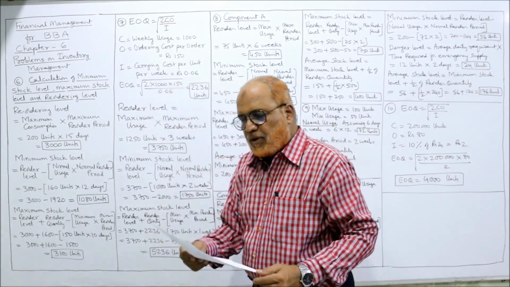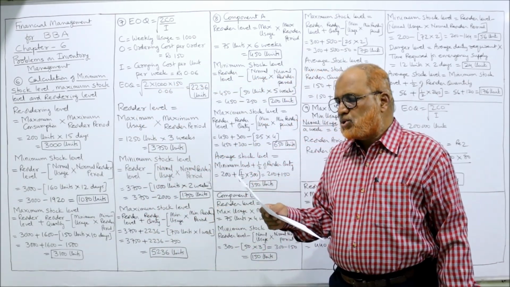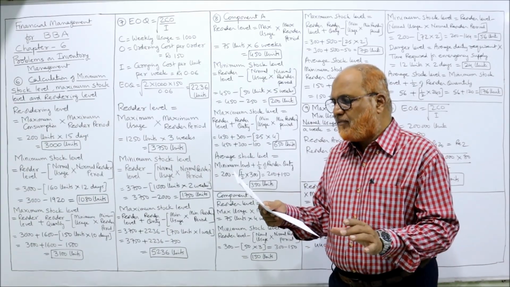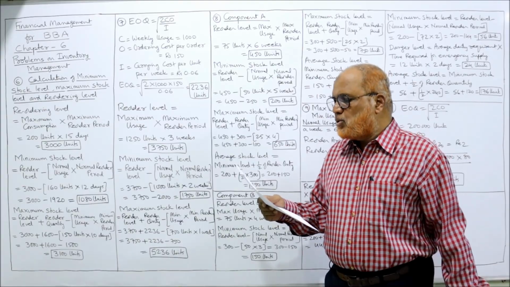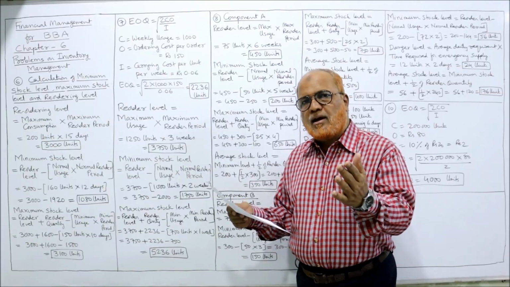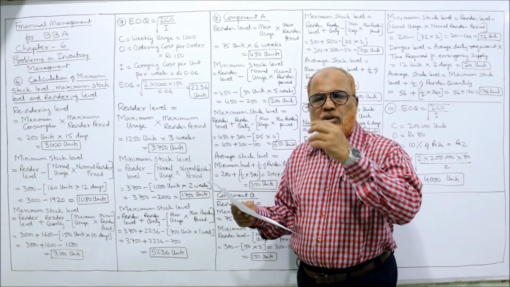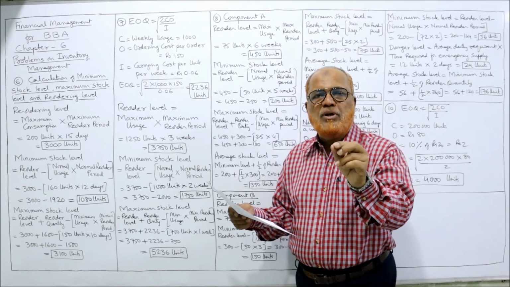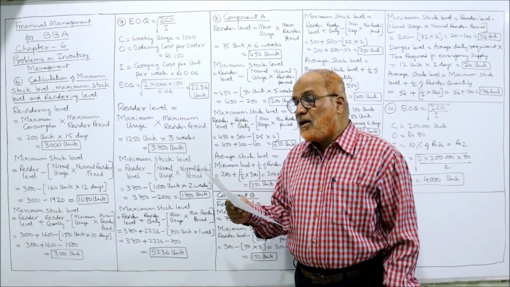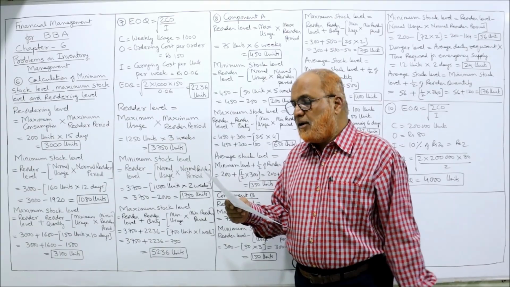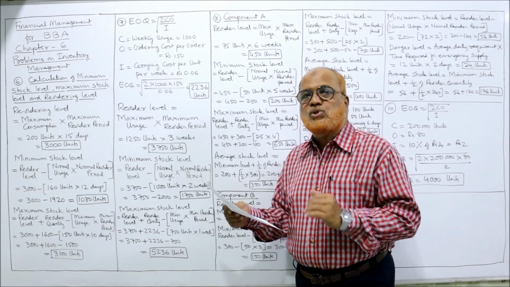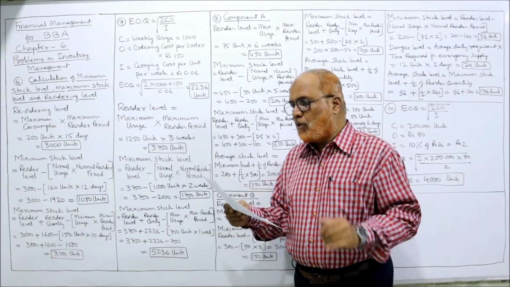Now the 8th one. Two components A and B are used as follows. Normal usage 50 units per week, minimum usage 25 units per week and maximum usage 75 units per week each. That means two components, A component and B component. For both the components, normal usage, minimum usage, maximum usage is given. Reorder quantity: A 300 units and B 500 units. Reorder period for A 4 to 6 weeks and B 2 to 4 weeks.